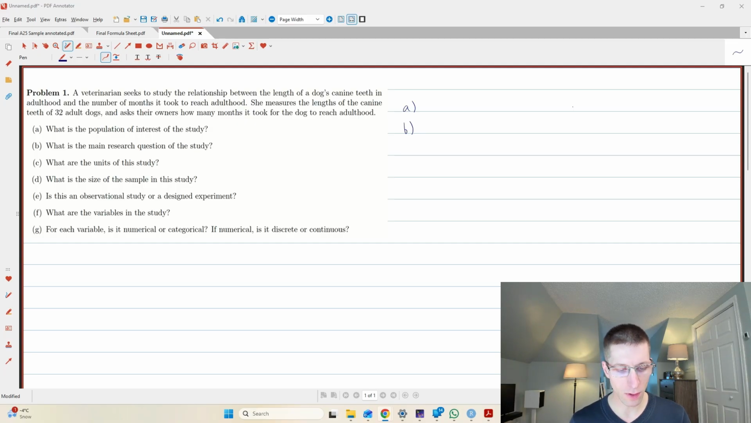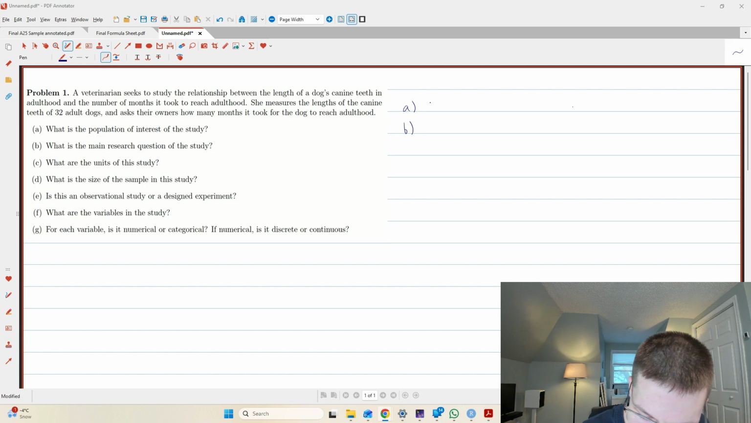The first question is: a veterinarian seeks to study the relationship between the length of a dog's canine teeth in adulthood and the number of months it took the dog to reach adulthood. She measures the length of the canine teeth for 32 adult dogs and asks their owners how many months it took the dog to reach adulthood. Part A, what's the population of interest? She's interested in all dogs.